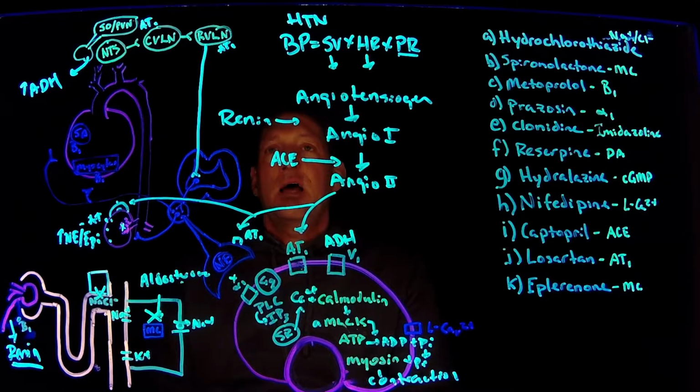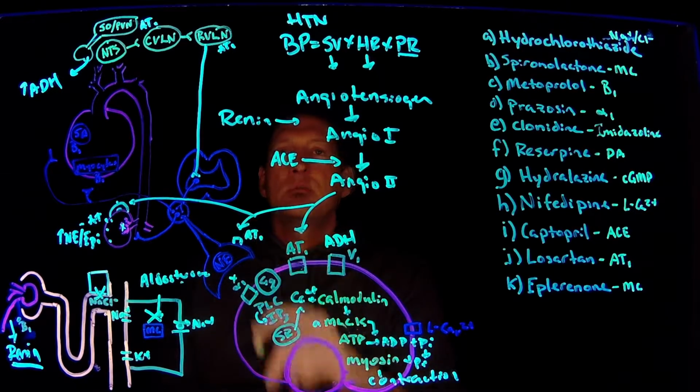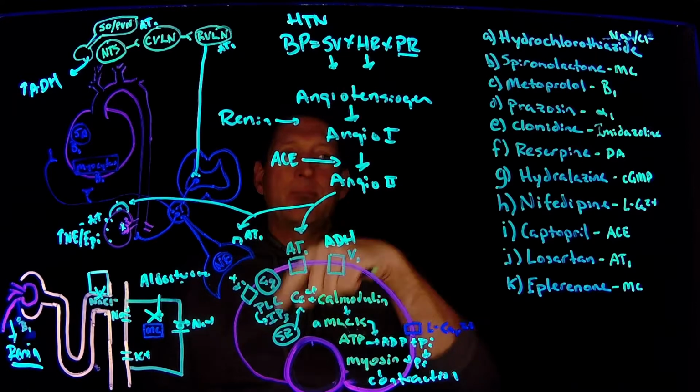It also plugs into alpha-2 receptors, and that's where it has its agonistic response, because when I plug into an alpha-2 receptor, I'm going to decrease the release of neurotransmitter, specifically norepinephrine from these axonal endings presynaptically.